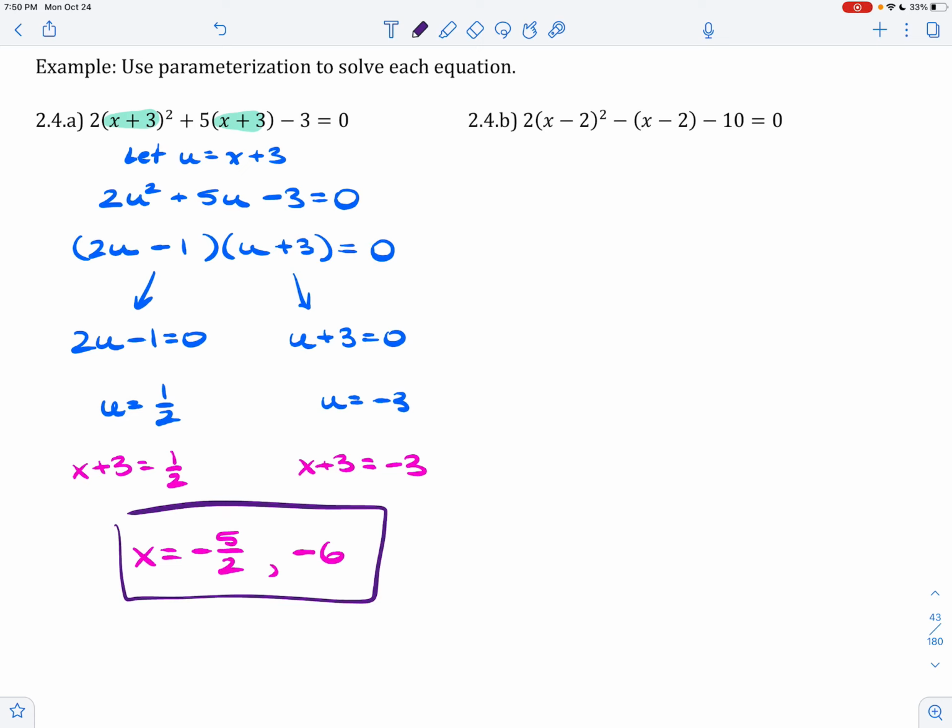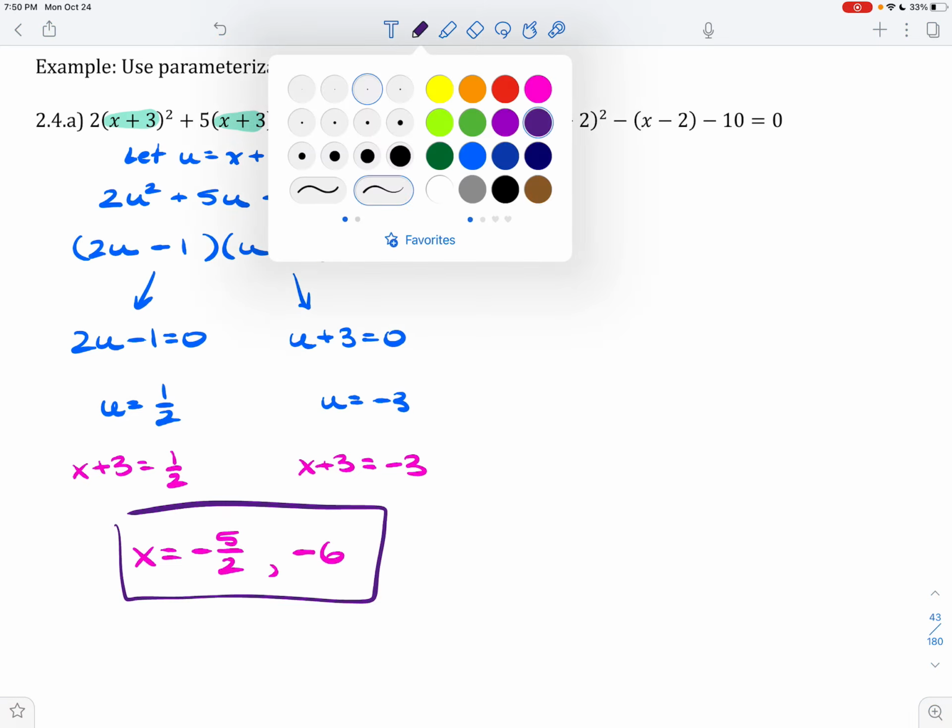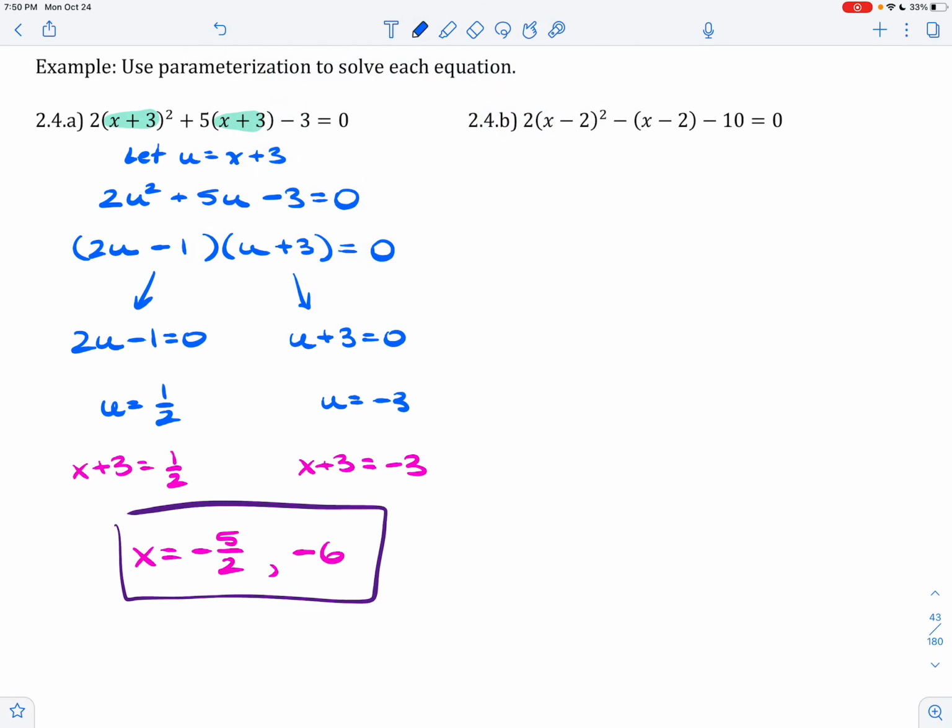Welcome back. Congratulations on not just pausing, but also unpausing. We're going to try this next example. Let's see if you get the same answers that I do.